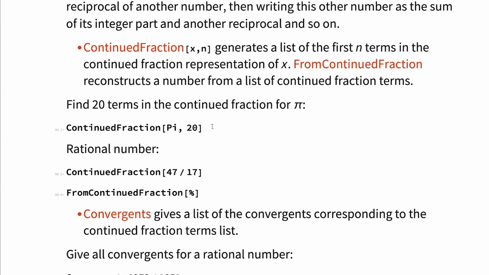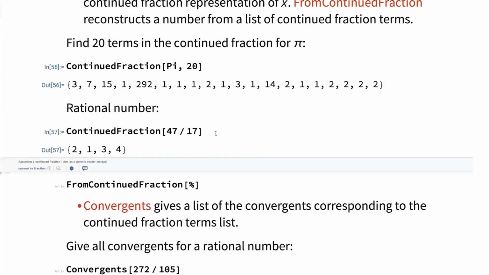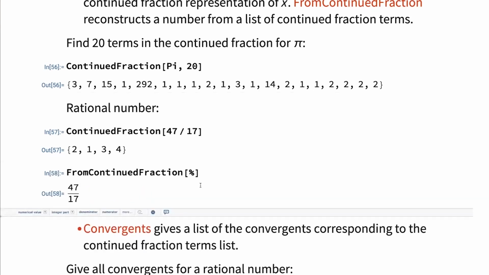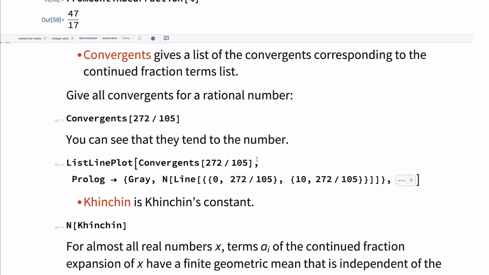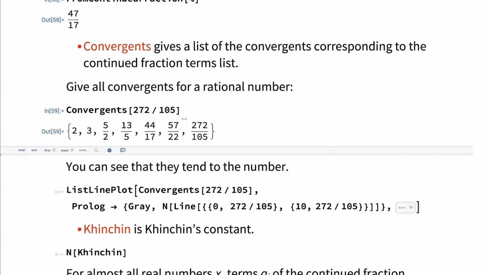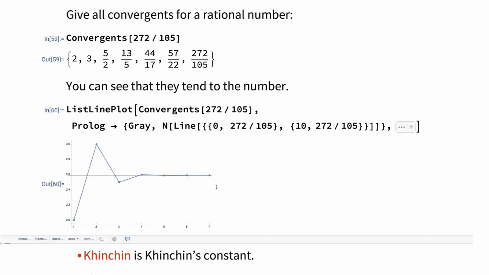So in this case, we can find the 20 terms in the continued fraction of pi by doing this, or we can use it for a rational number. We can actually then use these to construct the number by using the function FromContinuedFraction. Convergents, that's a function which gives a list of convergents corresponding to the continued fraction term list. For example, here are the convergents for a rational number, and you can actually see that the convergents tend to the number. So here the line is our number, and here are the convergents, and they tend to the number, as you can see in this plot.